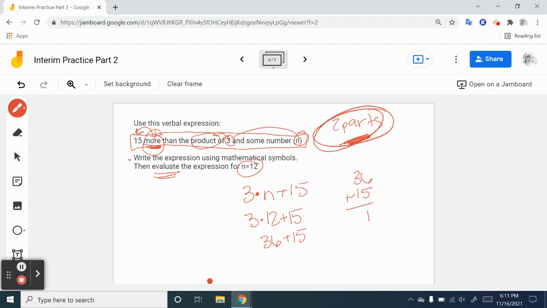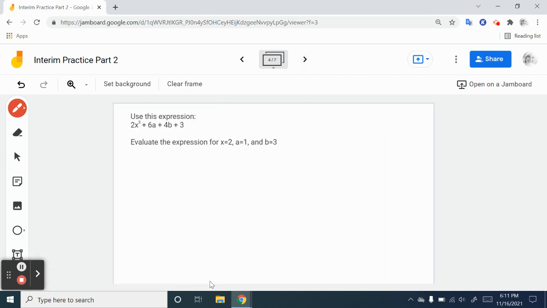6 plus 5 is 11. Carry the 1. 3 plus 1 is 4. 5. So 51. So I have two parts. The first part was that I had to write the expression. The second part was I had to substitute for the variable and evaluate. So make sure for question number 3, you do both parts.